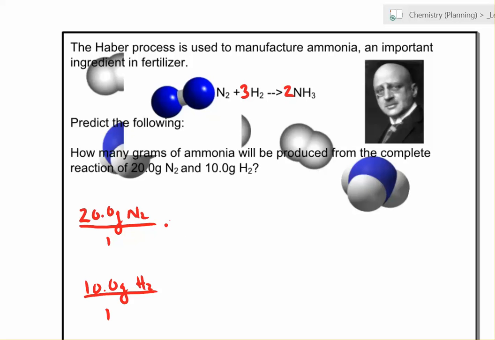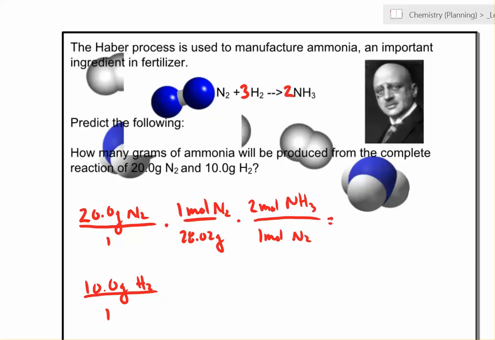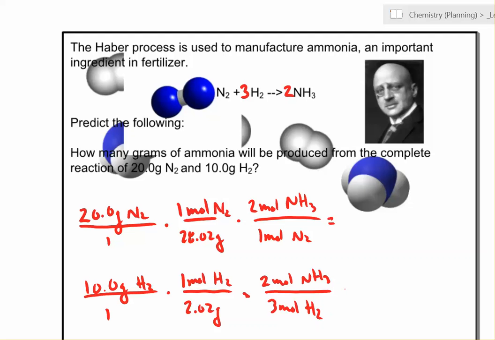I first want to convert to moles by multiplying by the molar mass. Then use a mole-to-mole ratio. 2 moles of ammonia get made for every 1 mole of nitrogen consumed. And the same thing with hydrogen. Each mole of hydrogen has a mass of 2.02 grams. And I produce 2 moles of ammonia for every 3 moles of hydrogen.